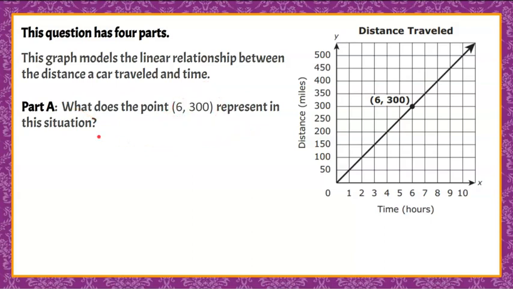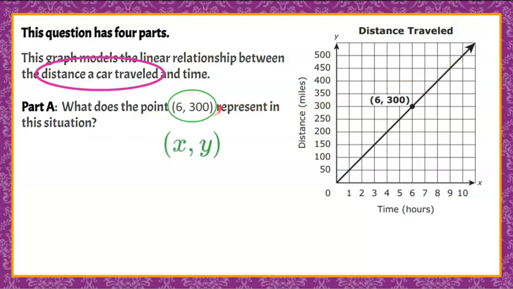I'll ask you to pause now, come back and hit play when you're ready. Welcome back. So again, we're talking about the distance our car traveled, which is the title of our graph. And we're looking at this ordered pair, which again is on our graph. And we're asked to talk about what it is and how it represents this real world situation.